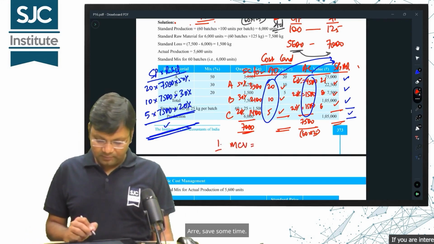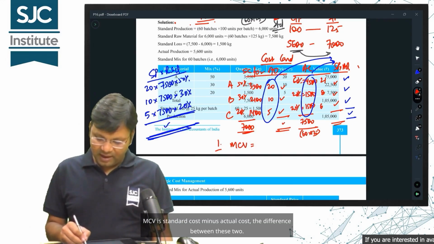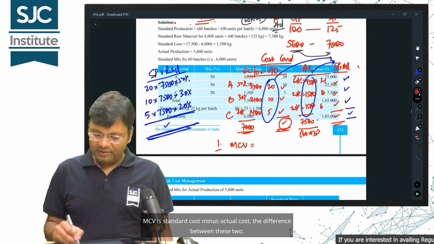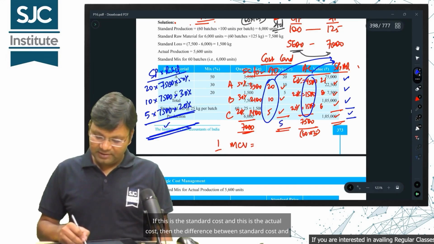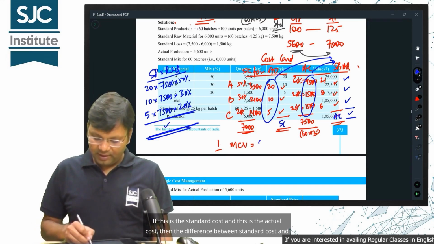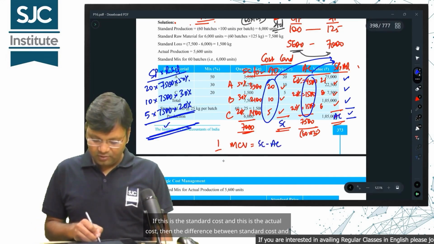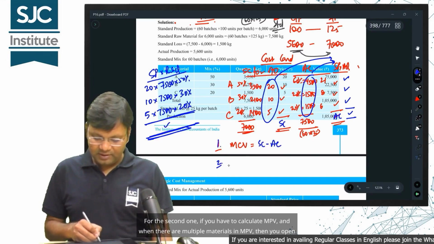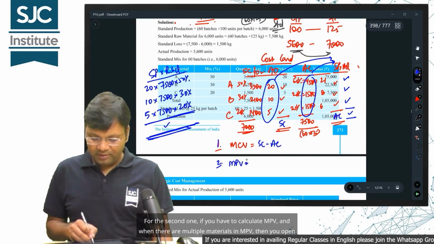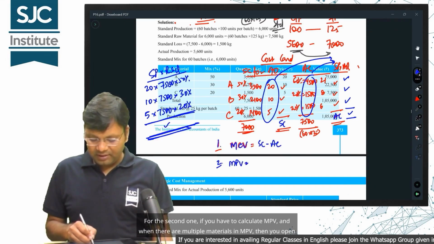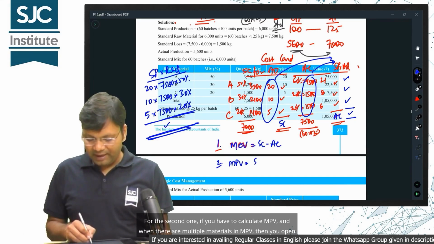Save some time. MCV is standard cost minus actual cost, the difference between these two. If this is the standard cost and this is the actual cost, then the difference between standard cost and actual cost is the MCV. For the second one, if you have to calculate MPV, and when there are multiple materials in MPV, then you open the bracket SP into AQ.